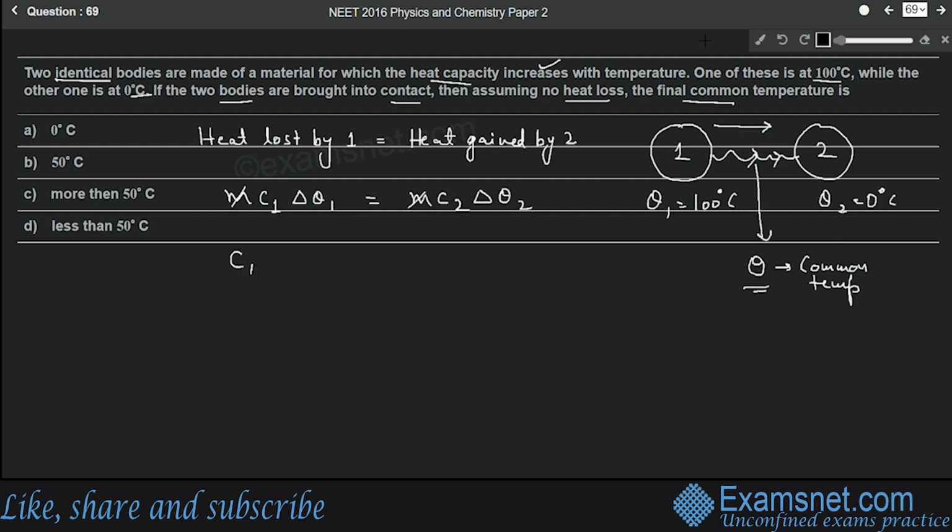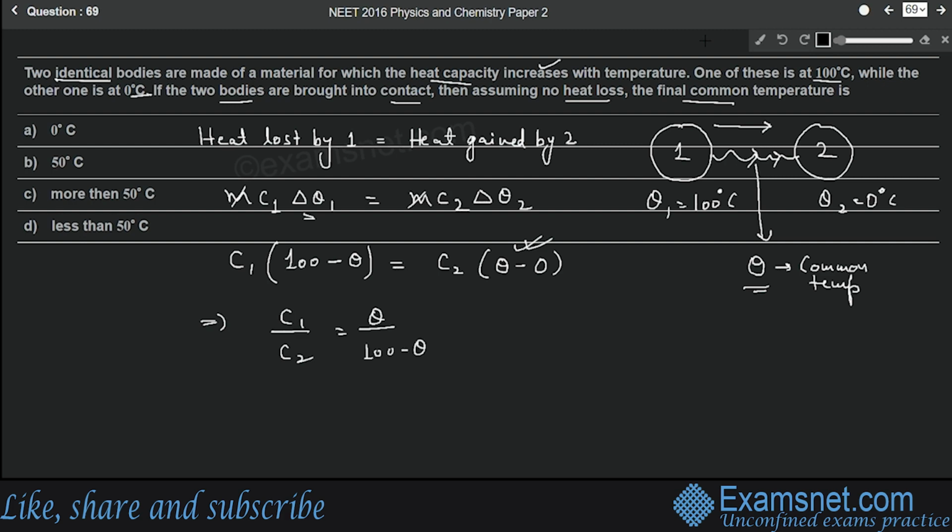Now C1 into delta theta 1: what is the change in temperature of the first body? Initially it was 100 degrees Celsius minus the common temperature that is reached. This side we have C2 and delta theta 2, so it will be common temperature theta minus 0 degrees Celsius, because 0 is the initial value. So here we can write that C1 by C2 will be equal to theta minus 0, that means theta upon 100 minus theta.